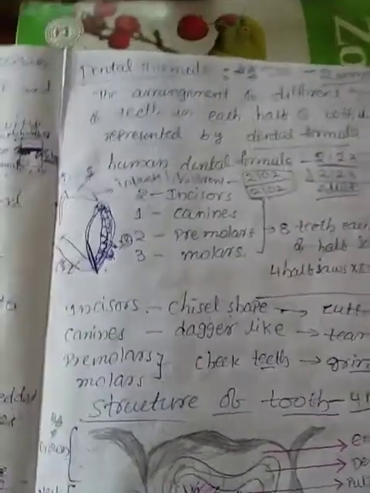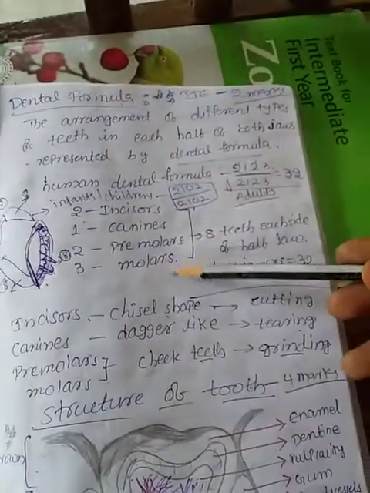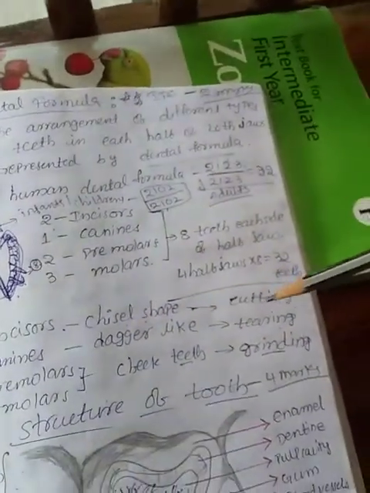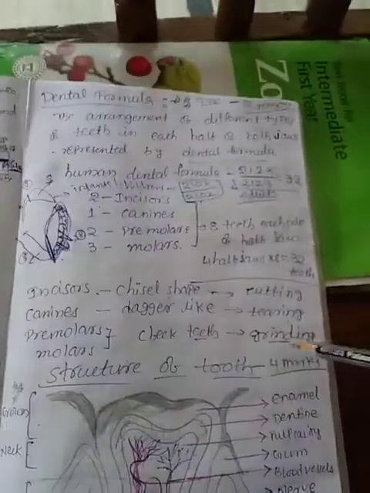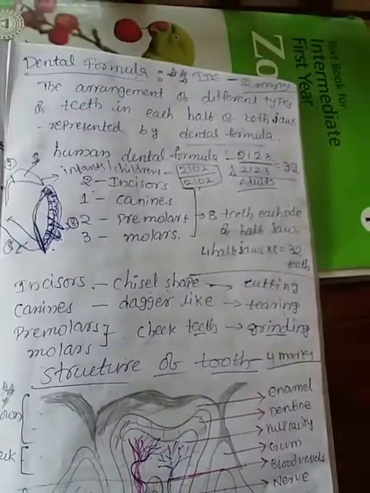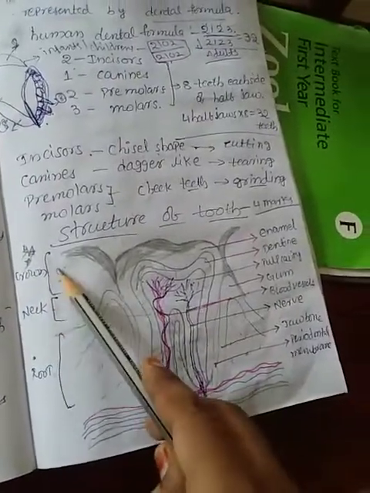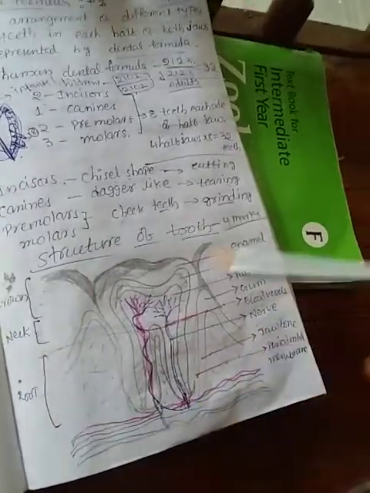We have 4 types of teeth: incisors, canines, premolars and molars. Incisors are chisel shaped, used for cutting the food. Canines are dagger like, for tearing the food. Premolars and molars are cheek teeth used for grinding of food material. We also learned about structure of tooth. Structure of tooth has majorly 3 parts: crown, neck and root.